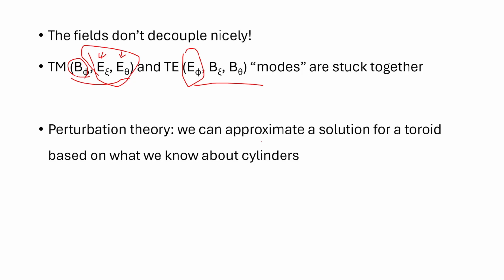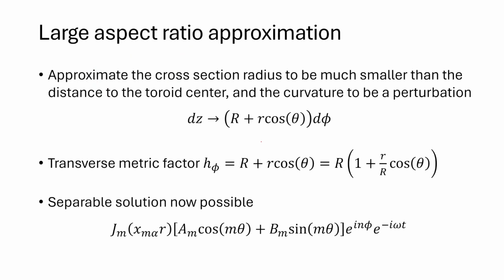Now, I did actually find a math solution that used half-integer Legendre polynomials and some other stuff, and I did not want to read into what any of that meant, so I didn't. So we're going to just look at a perturbation theory approach, and we're going to approximate a solution for a toroid based on what we know about cylinders.